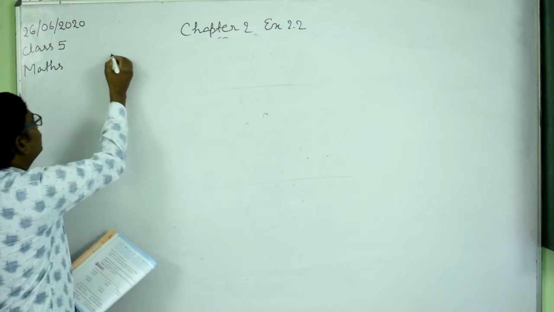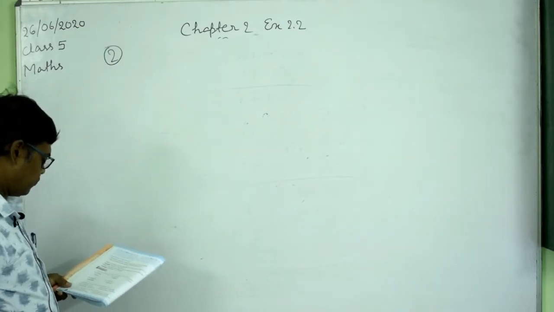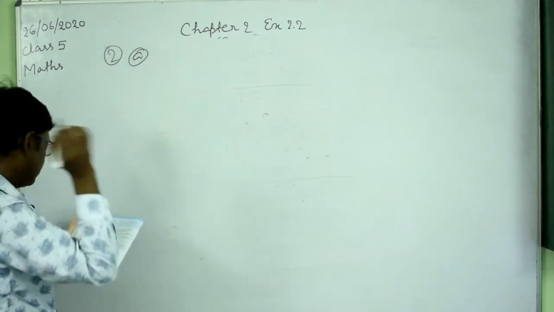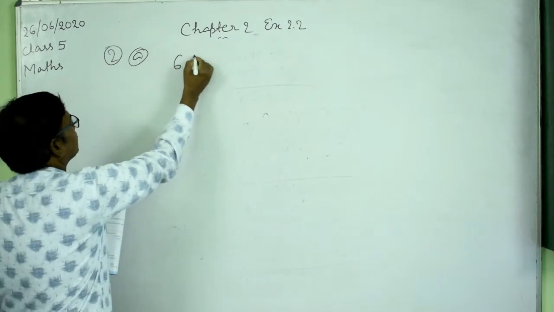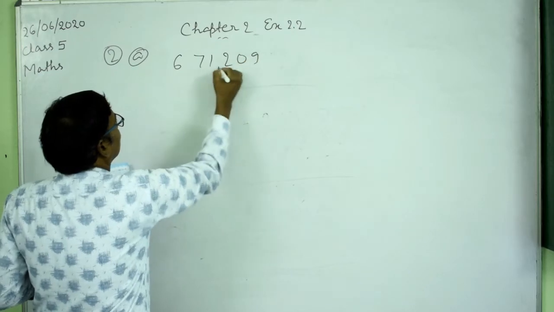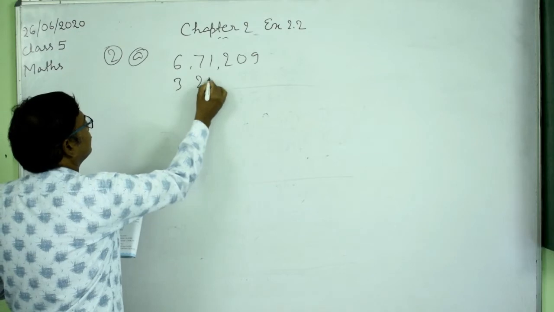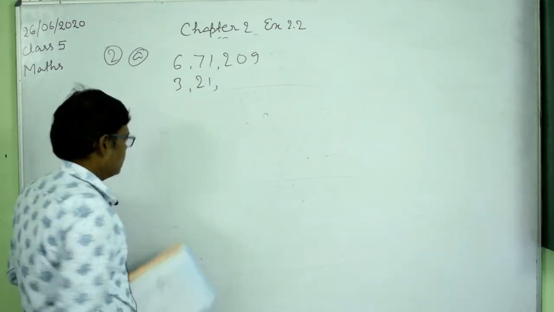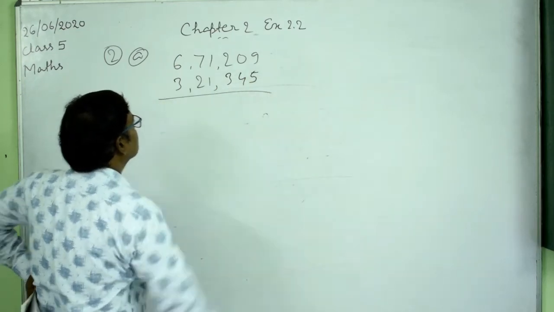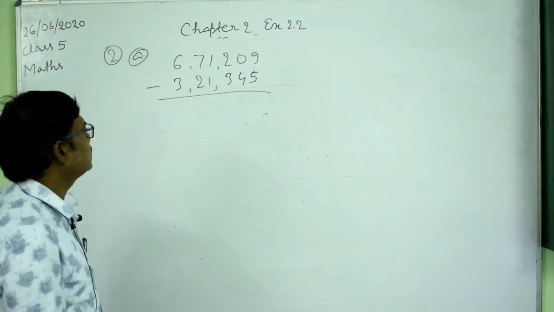So question number 2, checking. Subtract. Question number A here. First write the numbers: 6,71,209. Periods are marked here. And 3,21,345. So these are the numbers, and we subtract these two numbers, and then after subtraction we will check whether our answer is correct or not.